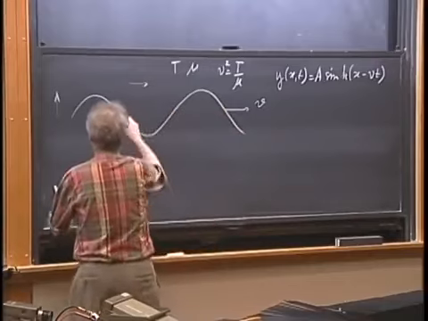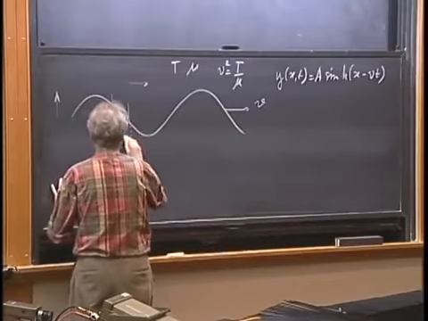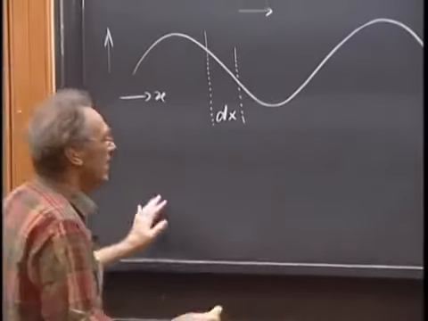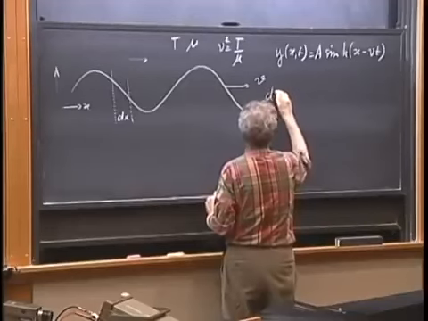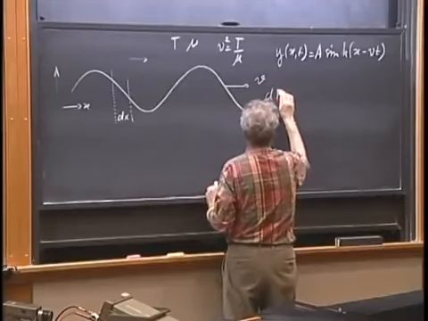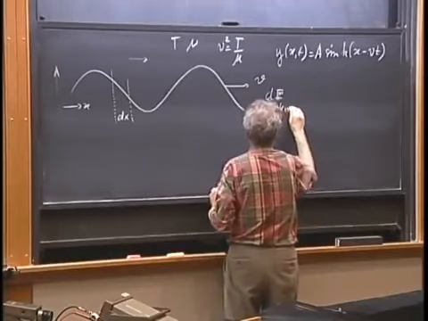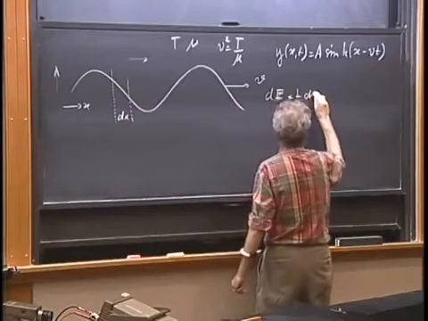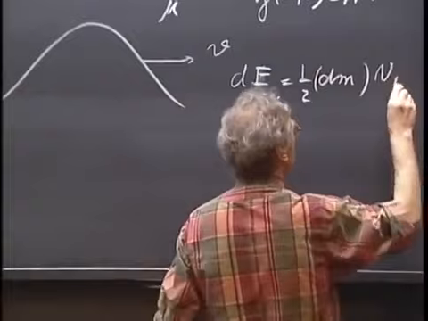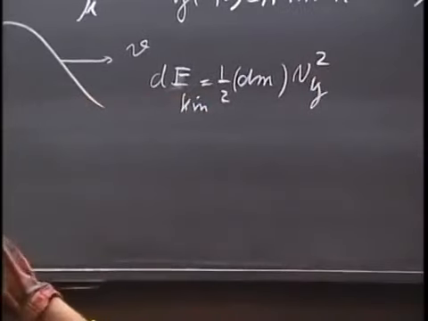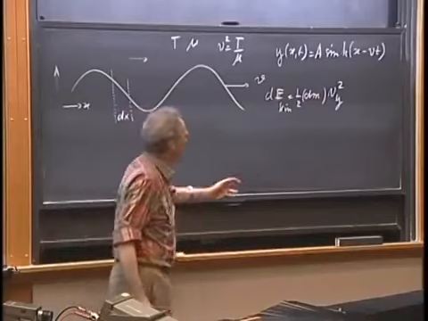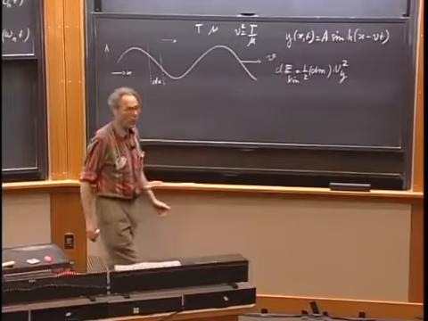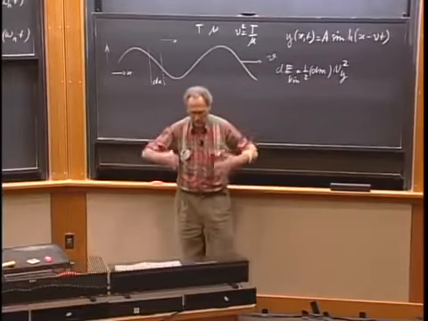Suppose I carve out here a section dx. So this is the direction of x, and I take a small section dx, then the kinetic energy, dE kinetic, tiny little bit of kinetic energy, is 1/2 times the mass dm times the velocity in the y direction squared. That is 8.01, right? Kinetic energy is 1/2 mv squared. Never confuse this v with that v. That is the velocity of propagation. This is the velocity of the string in this direction.